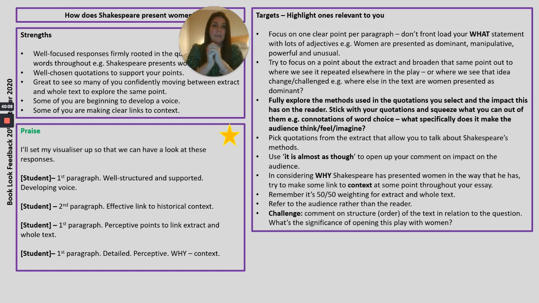And what I found is that students are pretty good at working out what applies to them if you're specific enough in the feedback. So for example, this one here, focus on one clear point per paragraph. Don't front load your what statement with lots of adjectives. Women are presented as dominant, manipulative, powerful, unusual. They can see that in their work. They can see if they've done that. They've used a range of adjectives about women. I found that students on the whole are really good at this.